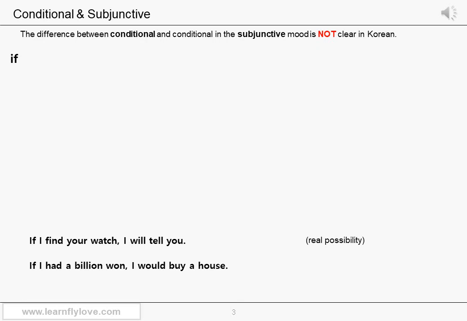You put the main verb of the if clause in the past tense like this in English when the situation is not real and you imagine the situation. But the meaning is present, not the past. Let's see the next example.